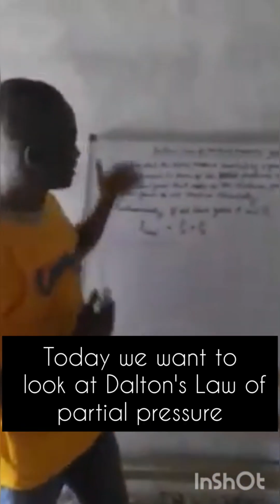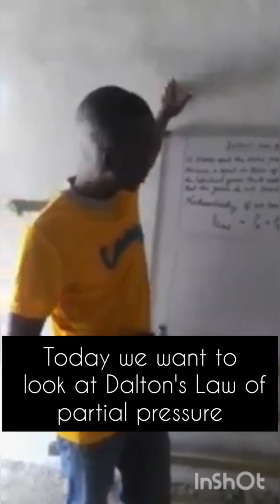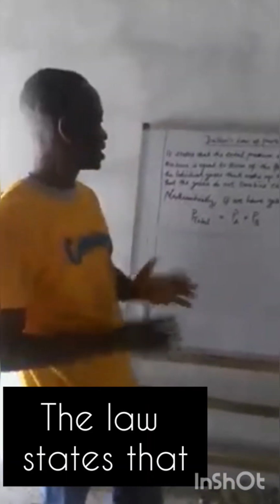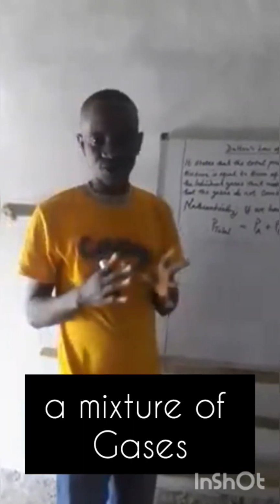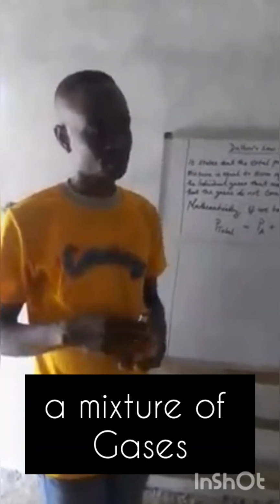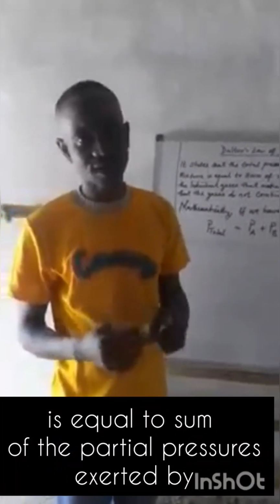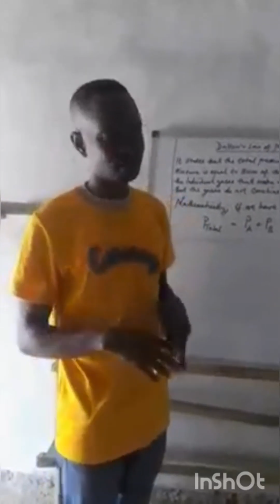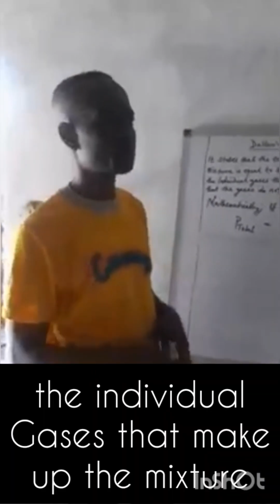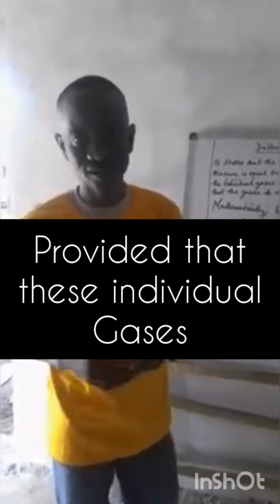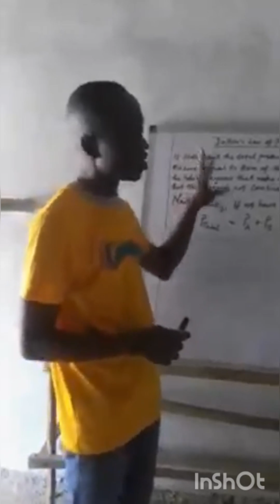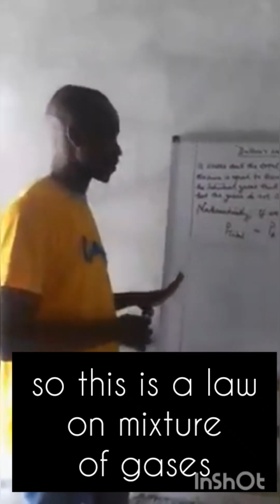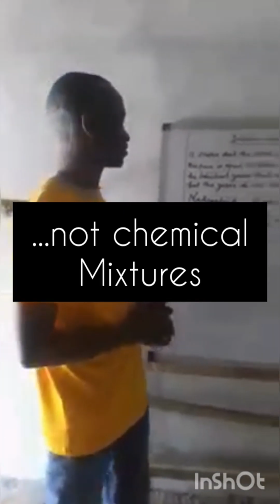Okay, today we want to look at Dalton's law of partial pressure. The law states that the total pressure exerted by a mixture of gases is equal to the sum of the partial pressures exerted by the individual gases that make up the mixture, provided that these individual gases don't combine chemically. So this is a law on mixtures of gases, not chemical mixtures.